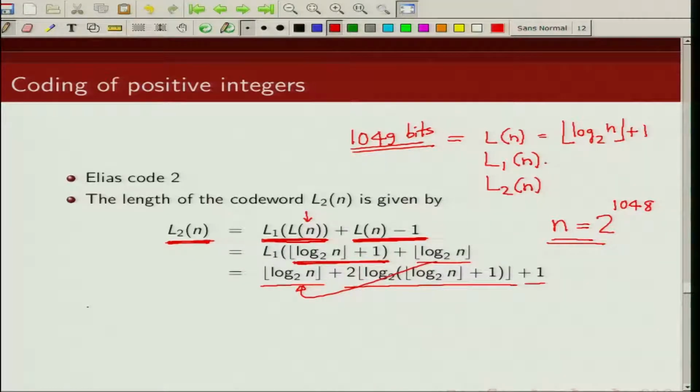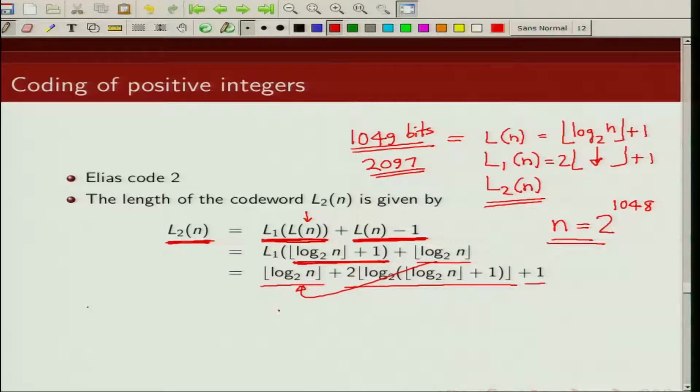Now if we look at L1n, then the number of bits required is 2 times this term plus 1, right? So this comes out to be then 2096 plus 1, so it is 2097. So it's almost double. Now look at Elias code 2.